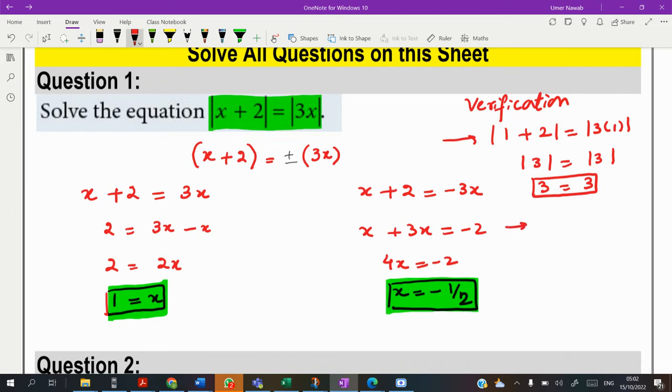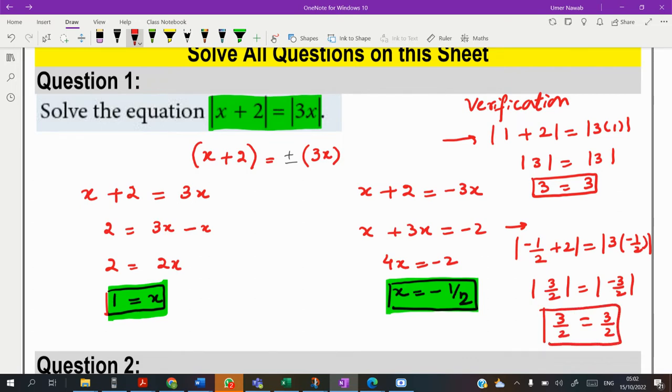You can also check minus half. Is it the right solution? So minus half will be substituted in the place of x. So minus half plus 2, when you solve it, it will give you 3 over 2. And this is minus 3 over 2. The absolute of minus 3 over 2 is 3 over 2. Absolute of 3 over 2 is 3 over 2. So did you see the left hand side is equal to the right hand side?